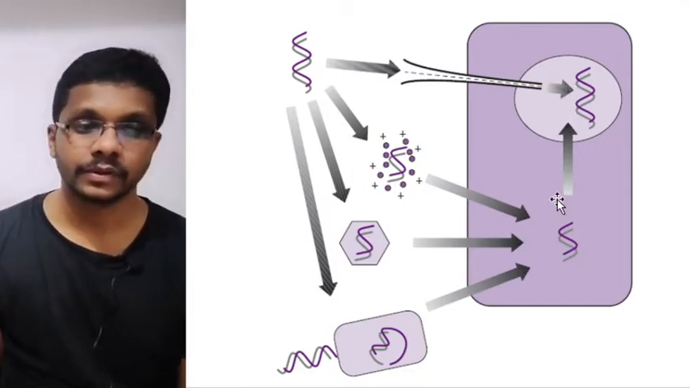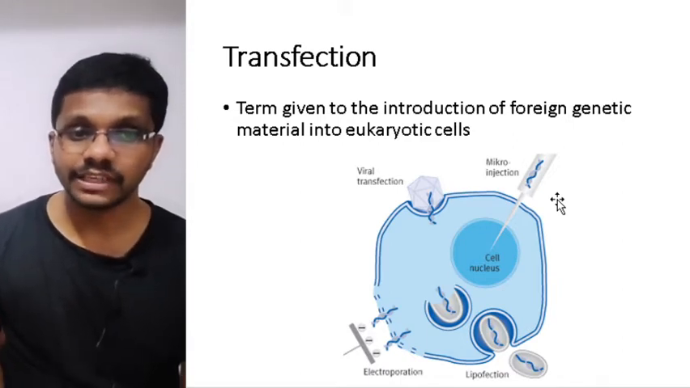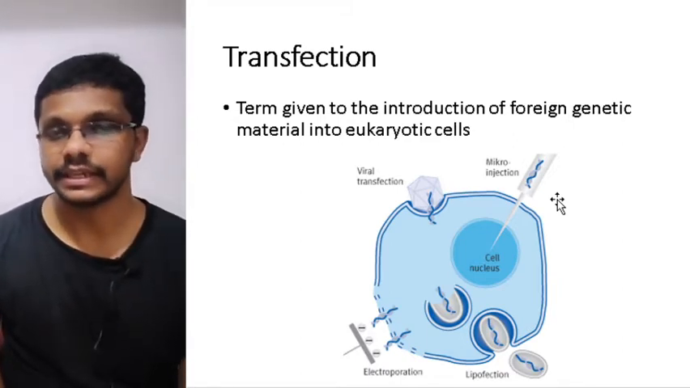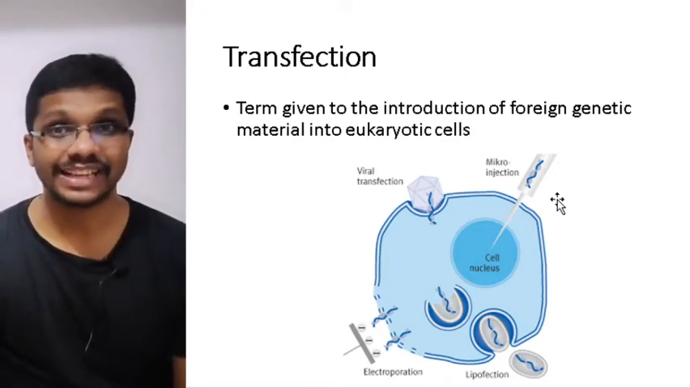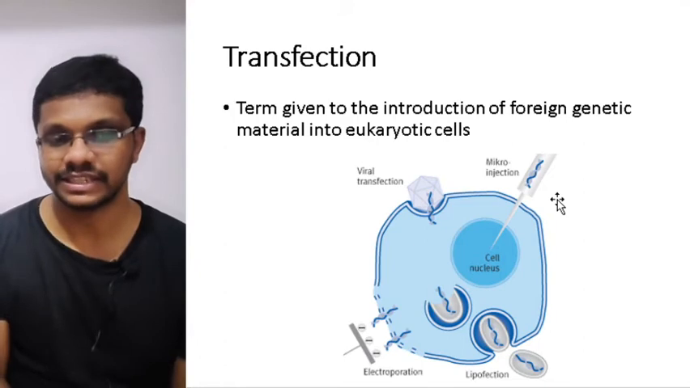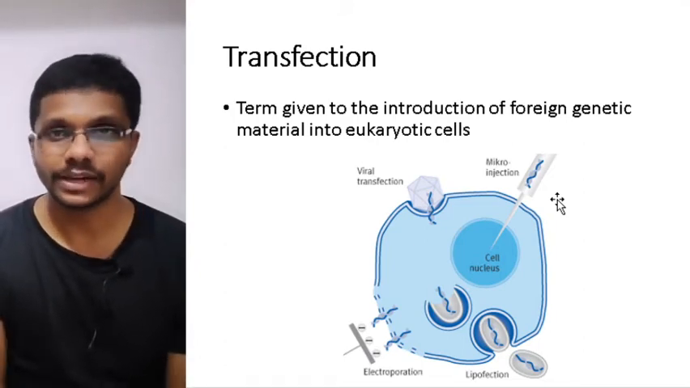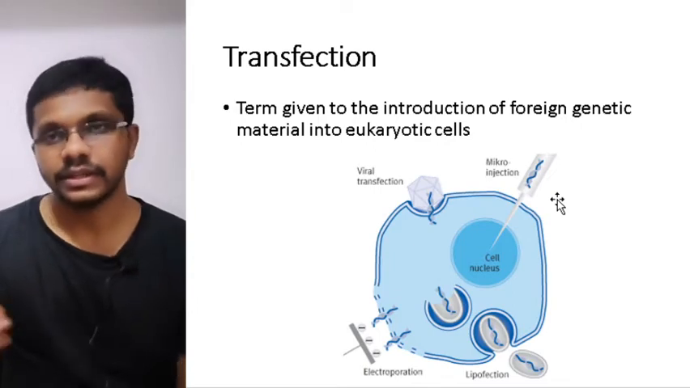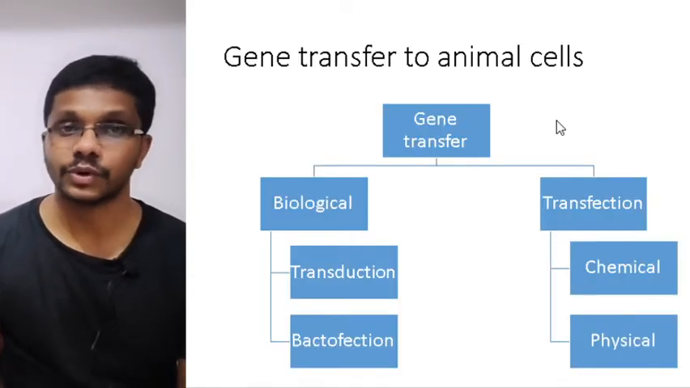and there are cytoplasmic mechanisms which can actually transfer the DNA into the nucleus. So transfection is the term we give to the introduction of foreign genetic material into a eukaryotic cell. It's a eukaryotic-specific term, transfection. So any method, physical or chemical, we use to insert the DNA into a eukaryotic cell is called transfection.